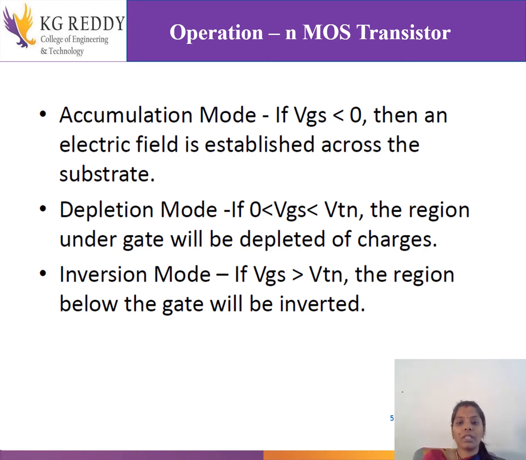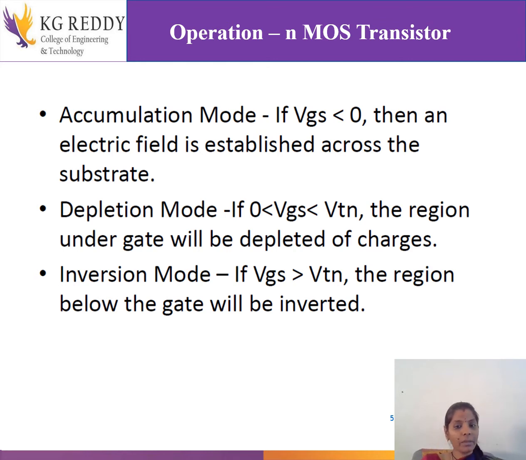So what is accumulation? Accumulation is nothing but if VGS, the gate source voltage, is less than zero, that means if we apply any negative voltage, then an electric field is established across the substrate, right? In general, if you apply any voltage, either positive or negative, we are supposed to observe that an electric field is established in the substrate. So here we are giving a voltage that is less than zero. It can be a negative voltage.